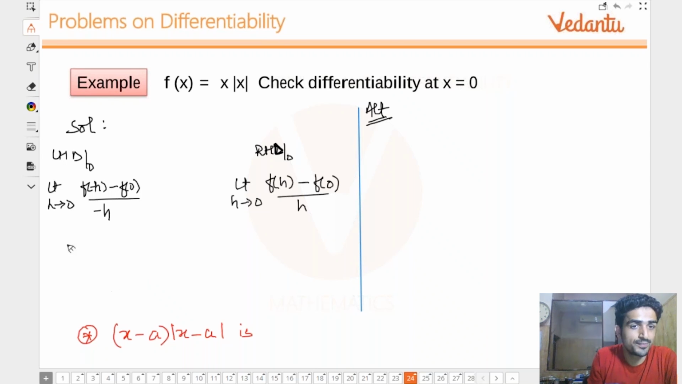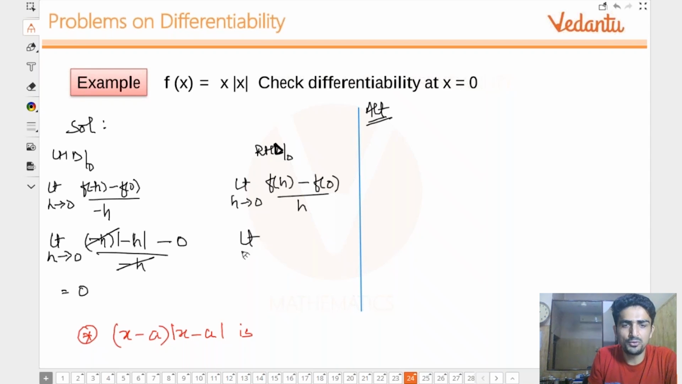Yes, Vignesh. बेटा मतलब समझ नहीं आ रहा मुझे, how you get it undefined. f of minus h is minus h into mod of minus h, minus f of 0 is 0, upon minus h. Now this cancels out, so the limit is 0. Yes, beta, I don't know which mathematics you are doing right now which makes your LHD undefined. For me, it's coming out to be very clearly 0.